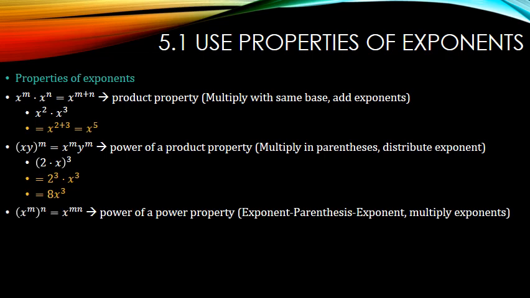Power of a power property: when you see exponent, parenthesis, exponent, you multiply the exponents. For example, (2 cubed) to the 4th power. Notice it's 3 as an exponent, parenthesis, then another exponent. We'll multiply the exponents, so it's 2 raised to the 3 times 4, or 2 to the 12, which is 4,096.